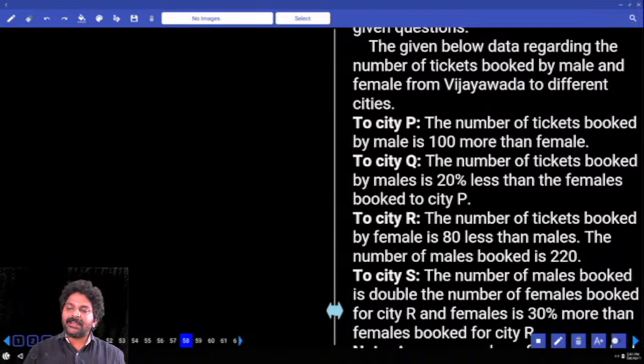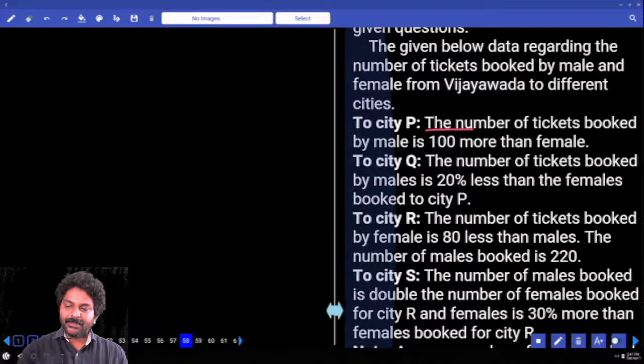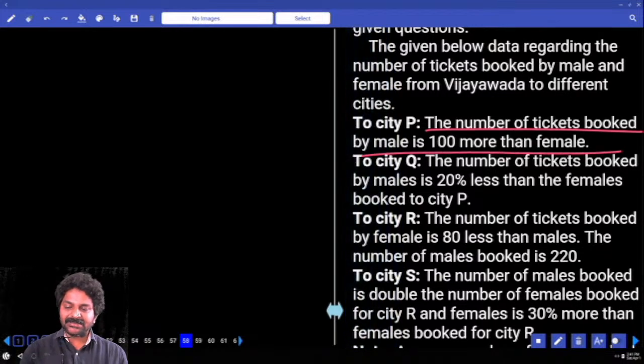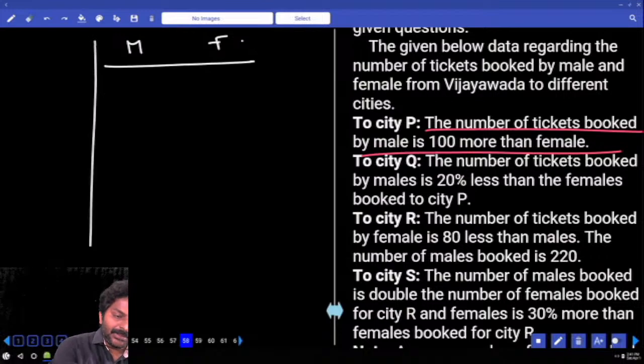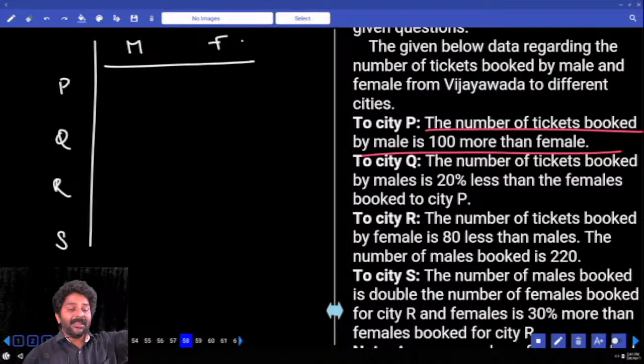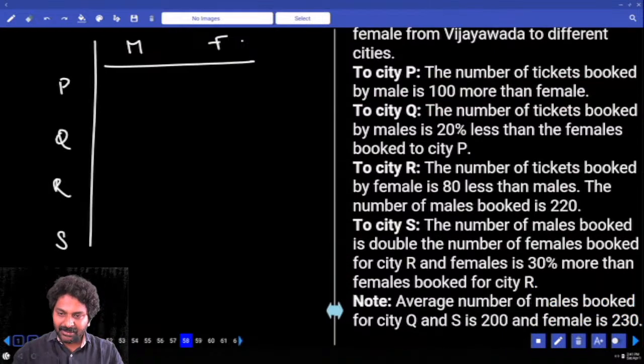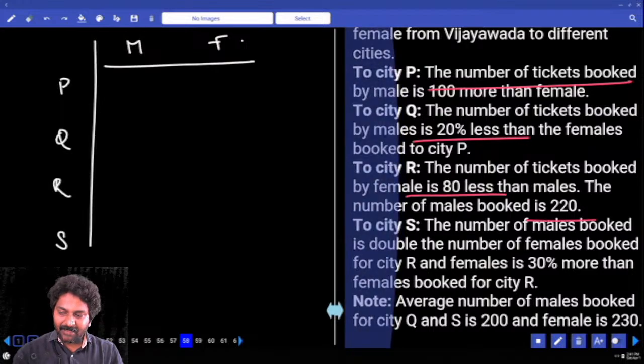The given below data regarding the number of tickets booked by male and female from Vijayawada to different cities. To city P, number of tickets booked by male is 100 more than female. Right. We have data regarding male and female. City P, Q, R and then yes. I need a definite number in any village. It may be either male or female. I am looking for that number. In P we have comparison. Here you have percentage and here you have numbers.